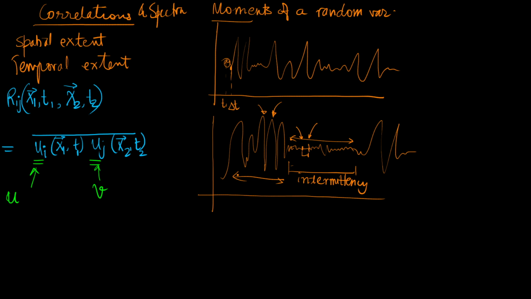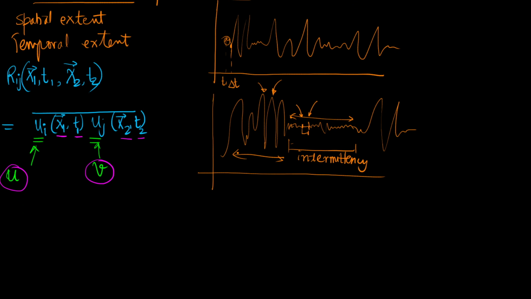So essentially, you're trying to ask the question: how correlated are u and v at locations x1, x2 with the offset t1 minus t2? Basically, it is a measure of how similar ui and uj are. So a similarity index, if you like. This is not the accurate definition. It's more to understand what is going on.